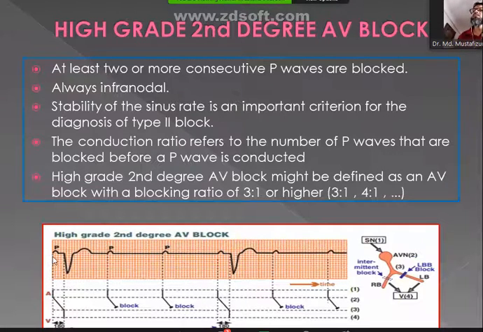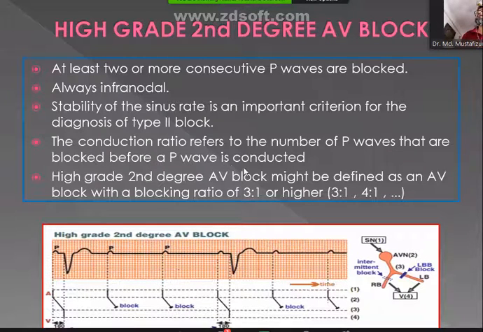Again, in this second degree heart block, the P wave is regular, usually the rate is less than 100, and the PR interval is constant. It is another diagnostic clue. And two P waves are necessary for non-conduction to diagnose high grade second degree AV block. It is usually 3:1 or 4:1. Among the three P waves, one is conducted and two are non-conducted. It is a 3:1 AV block.